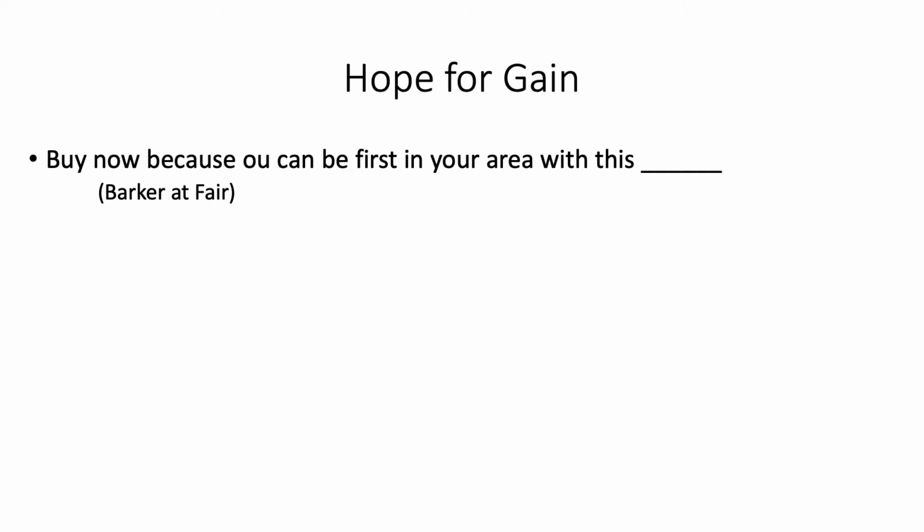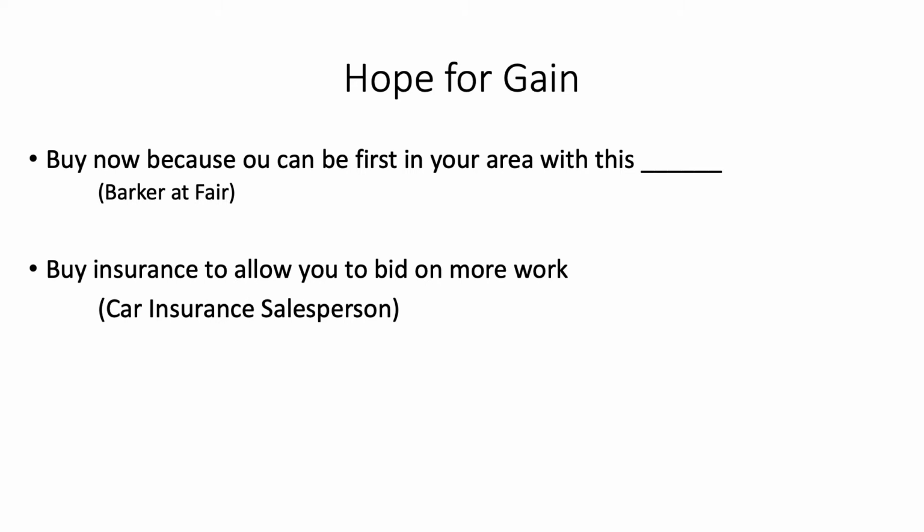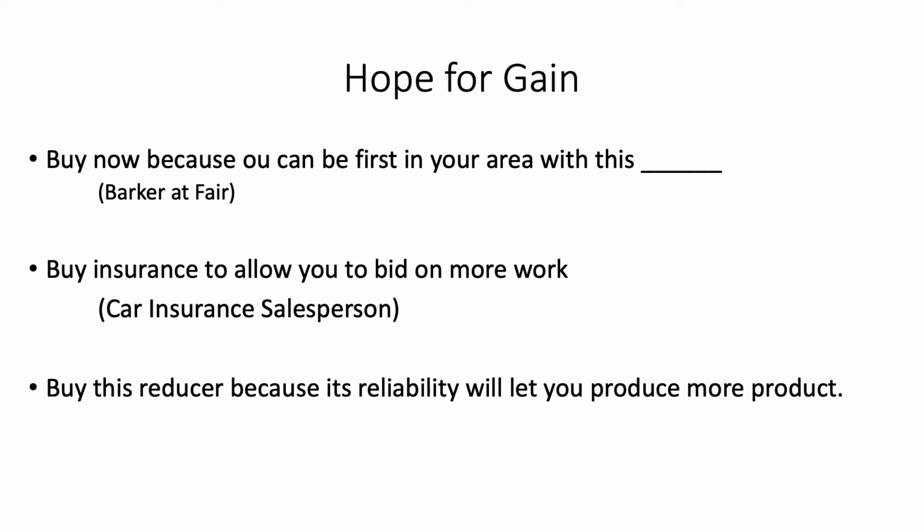So, if I'm selling a ladder at the fair and I know that you are looking for a gain, that's what motivates you. I'm going to say buy now because you can be the first in your area with this ladder. Or if I'm a car insurance salesperson, I'll say buy the insurance to allow you to bid on more work, because some places require that you have proof of insurance before you can haul passengers or whatever. And if I'm selling a reducer, I'll say buy this reducer because its reliability will let you produce more product.